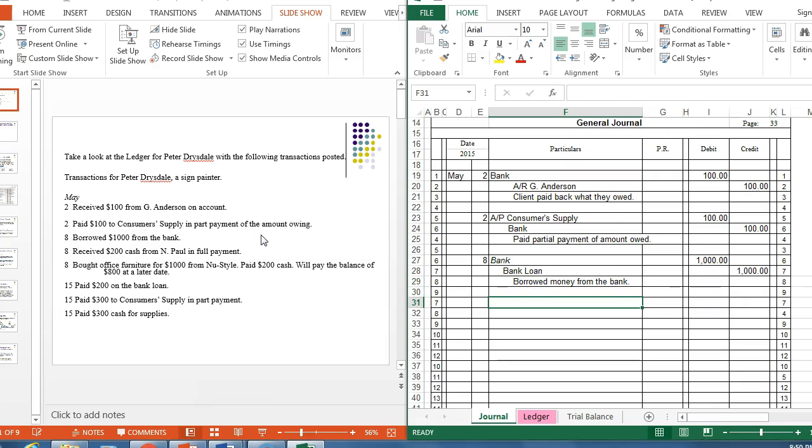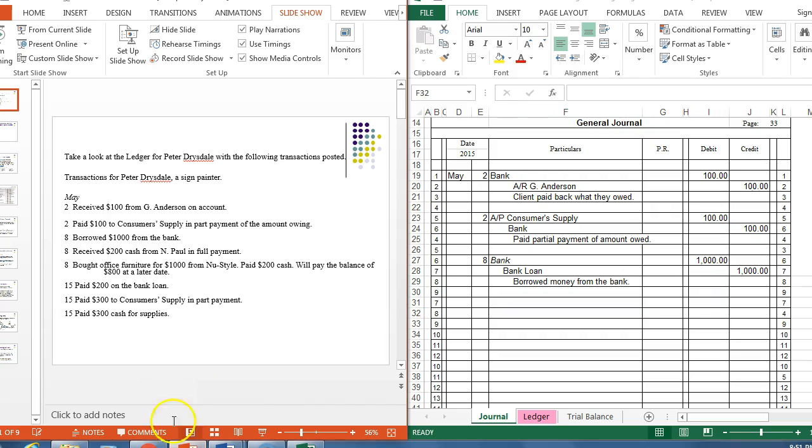Let's do one last one. Received $200 cash from NPAL in full payment. So we're going to debit our bank. Actually, no. I'll leave these ones for you to do. So if you can do the last 5 transactions there and practice journalizing that would be great.